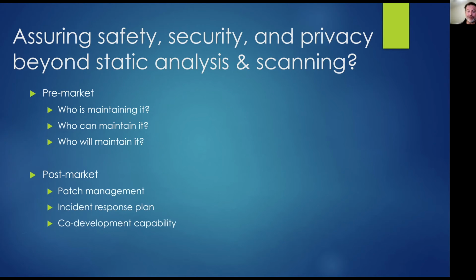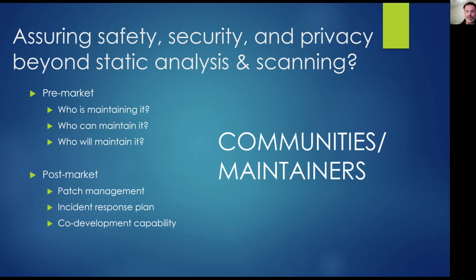From a post-market perspective, you're thinking about patch management, incident response plans, and any co-development capability if this is not part of your core competency. The functionality of this software requires some level of expertise. And if it's not in your internal organization, you have to figure out how to establish maintenance capabilities. And that's where there's opportunities for communities and maintainers that would assure that products can continue on with open source dependencies, assuming that that infrastructure can be set up in advance and maintained going forward into the product's lifecycle.